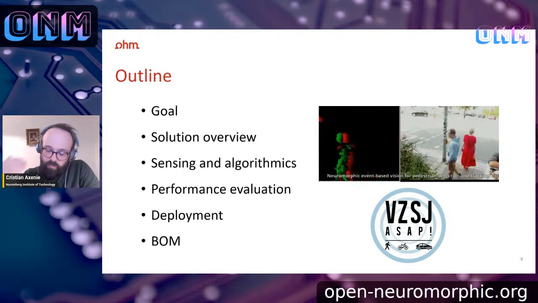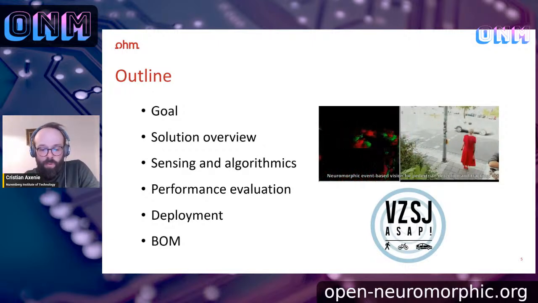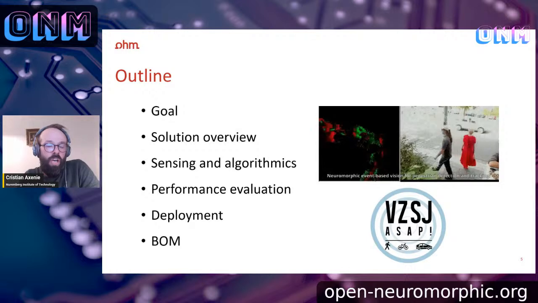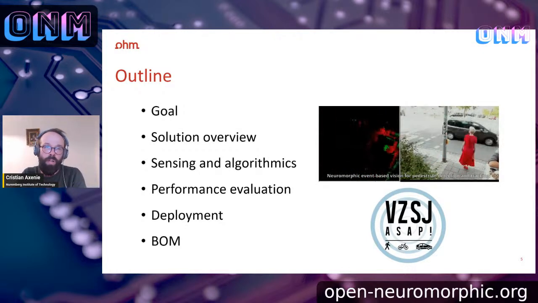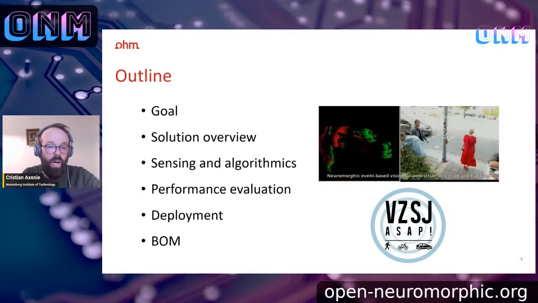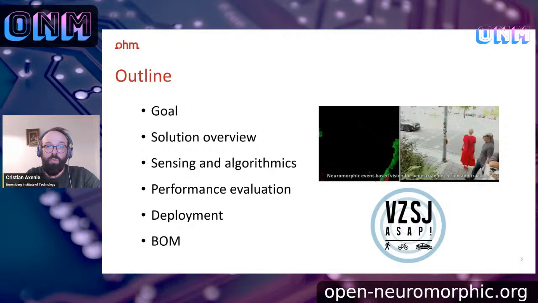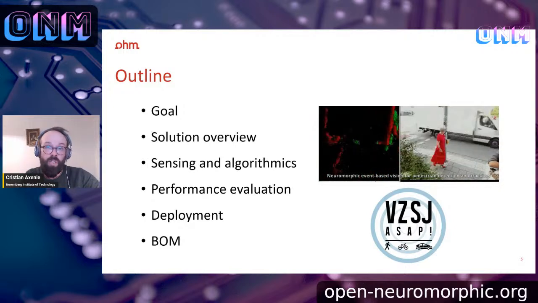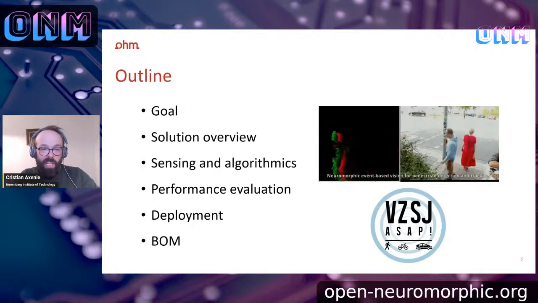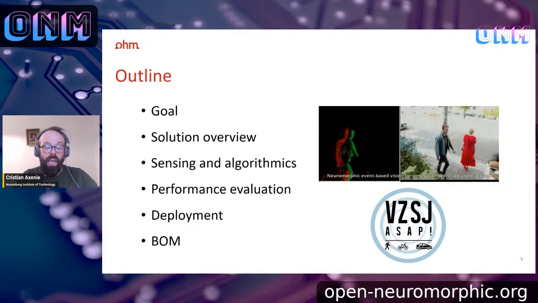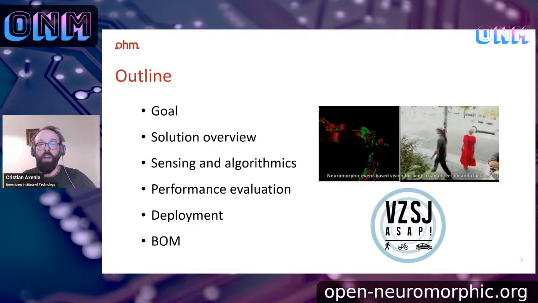Of course, I'll just try right now to give you a brief introduction on the goal of the challenge, our solution, a bit about the sensing and the algorithmics that we actually put in, which is the big neuromorphic part, and then a bit of performance evaluation and deployment analysis, because we were tasked to have a deployment-ready solution. So we'll actually introduce an end-to-end application development process. At the end, I even have a bill of materials, because we also had the task to come up with an efficient, budget-acceptable solution.